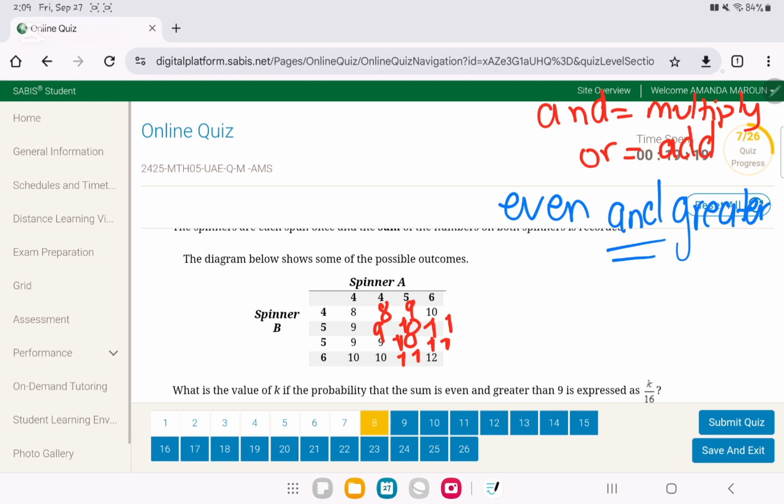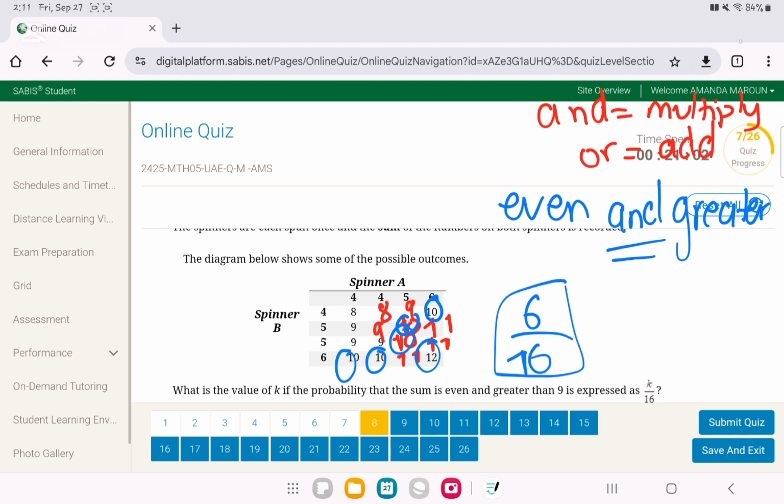So what we're gonna do, there's 2 ways. I will start first with the easy way. First, you see which one is even and greater than 9. What numbers are even and greater than 9? Here they are, 10 and 12. So we have 1, 2, 3, 4, 5, 6, 6 out of the total, which is 16. So this is one direct way of doing it.